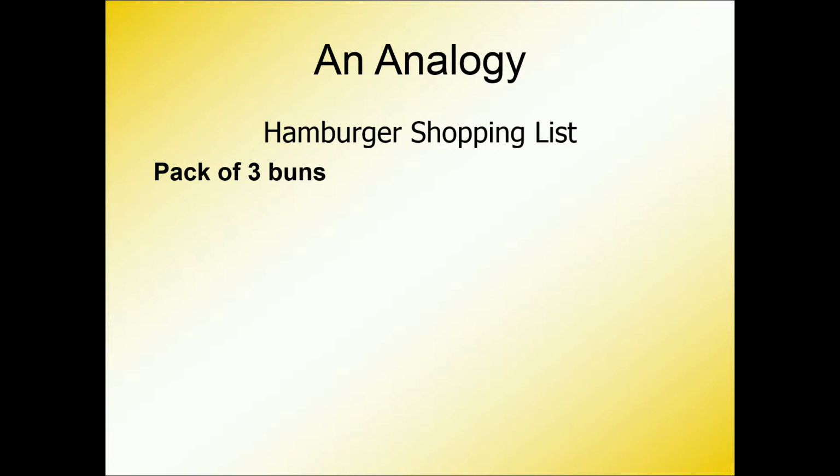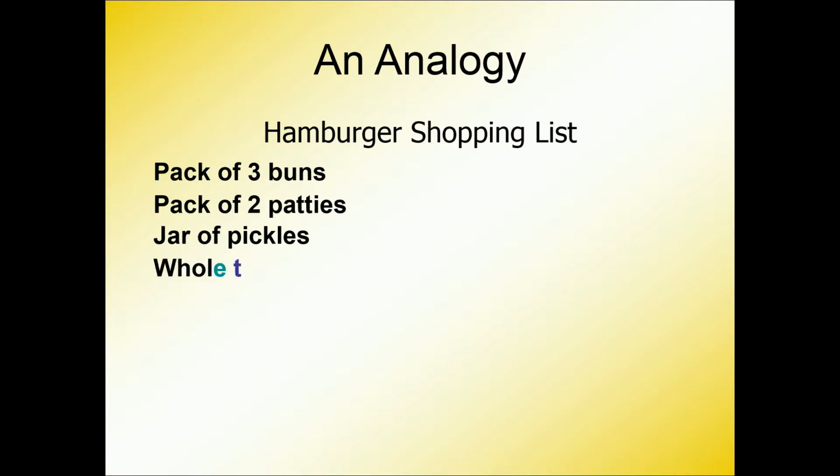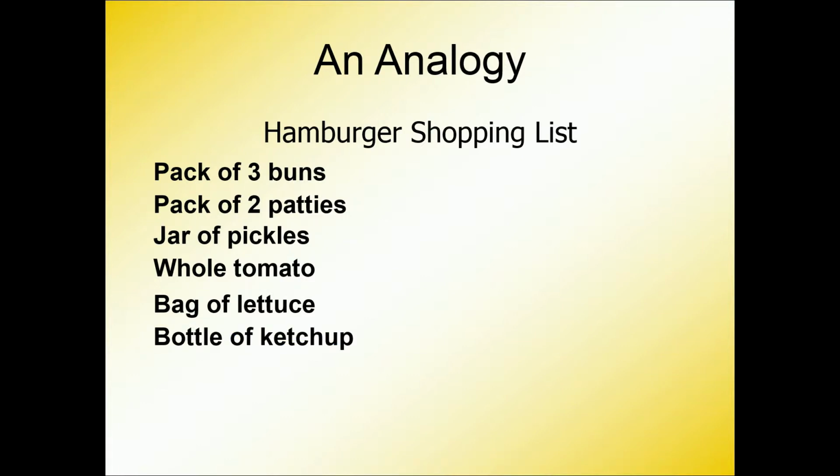We also can go to the meat department and find a pack of 2 patties. If I wanted pickles, which I love, I'd have to buy a whole entire jar. I'd have to buy a whole tomato. Even if I just wanted 2 slices, I'd have to buy a bag of lettuce and a bottle of ketchup to make burgers. Okay, so this is our basic analogy for my reactants that will create a product of a burger. With this analogy, I ask you two questions.